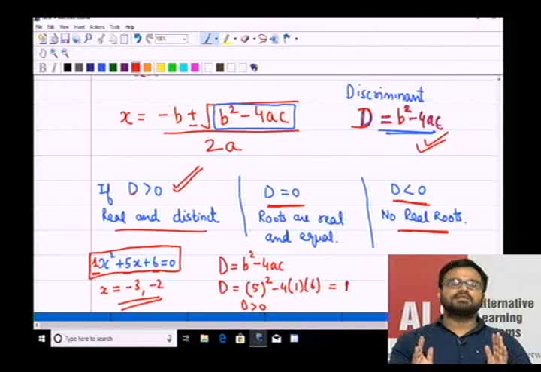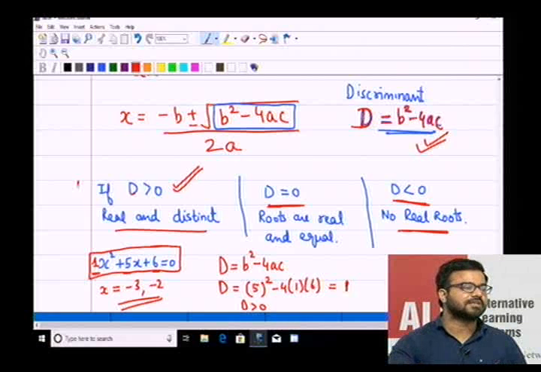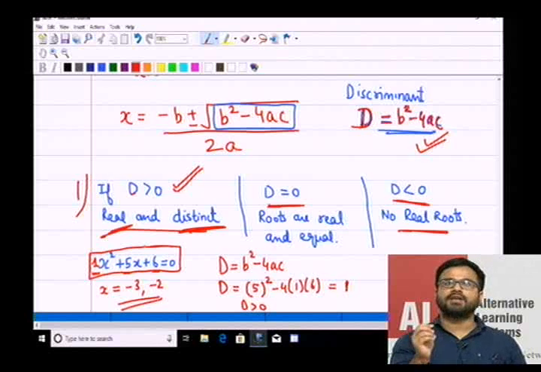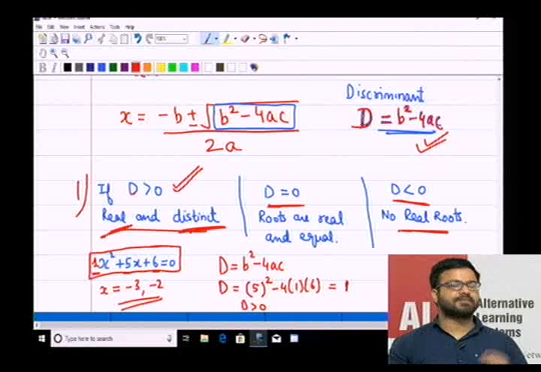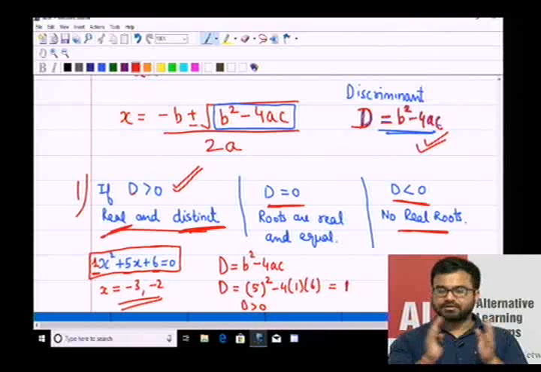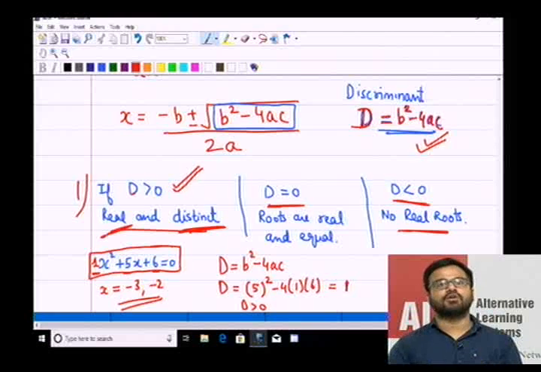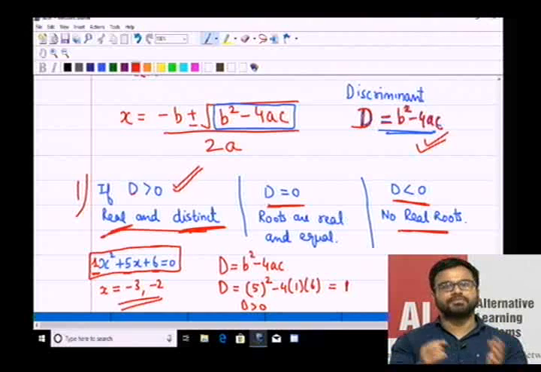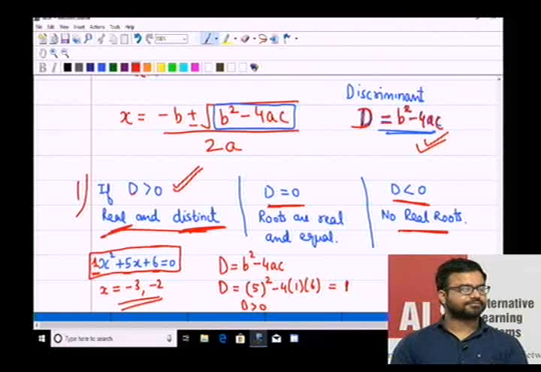If it is greater than 0, according to the first case, the roots will be real and distinct. It means if you solve this quadratic equation, the two values of x which you get will be different, as well as real numbers. Like minus 3 and minus 2 are different numbers and real numbers also. This is the way in which you can predict whether the roots will be real or equal, different or imaginary.